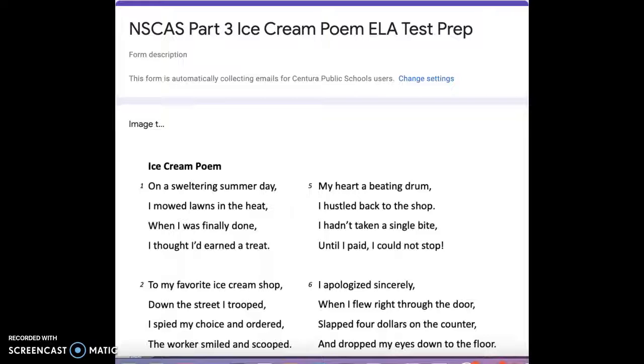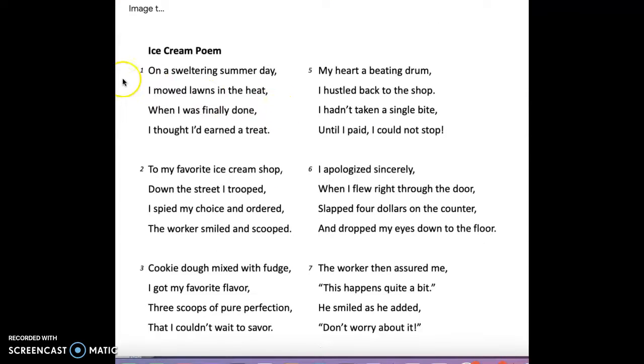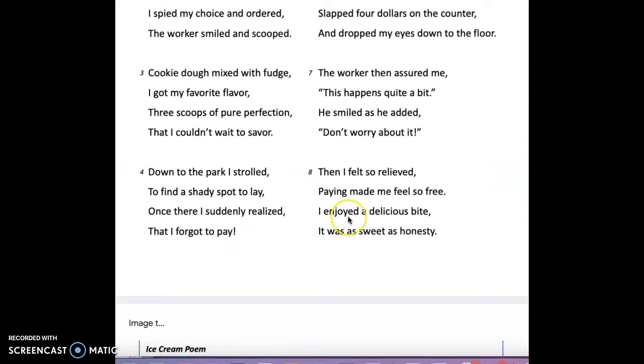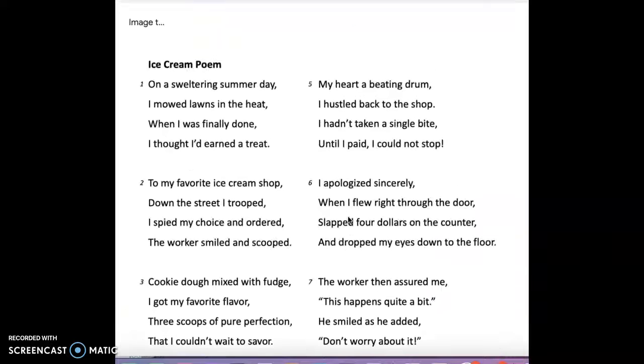All right, here's NSCAS Part 3, Review, the Ice Cream Poem. And here you see your poem, and it is separated, as you know, into stanzas. And it has a total of 8 stanzas about ice cream.